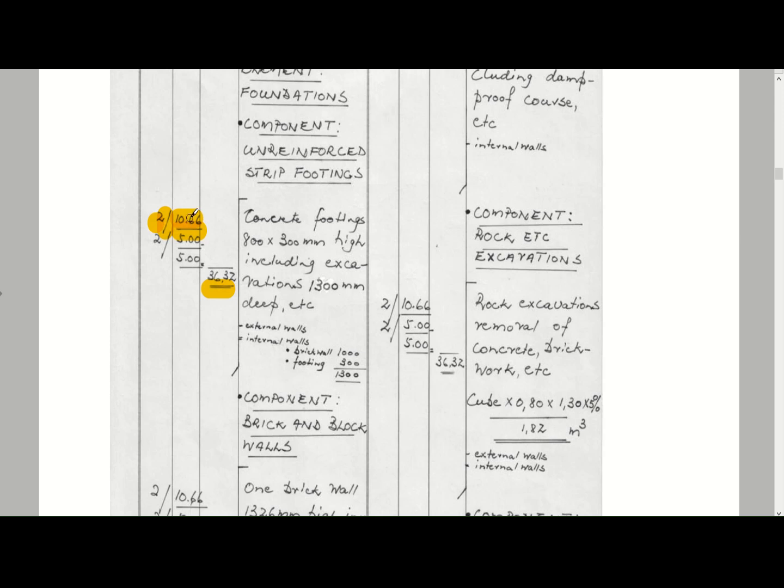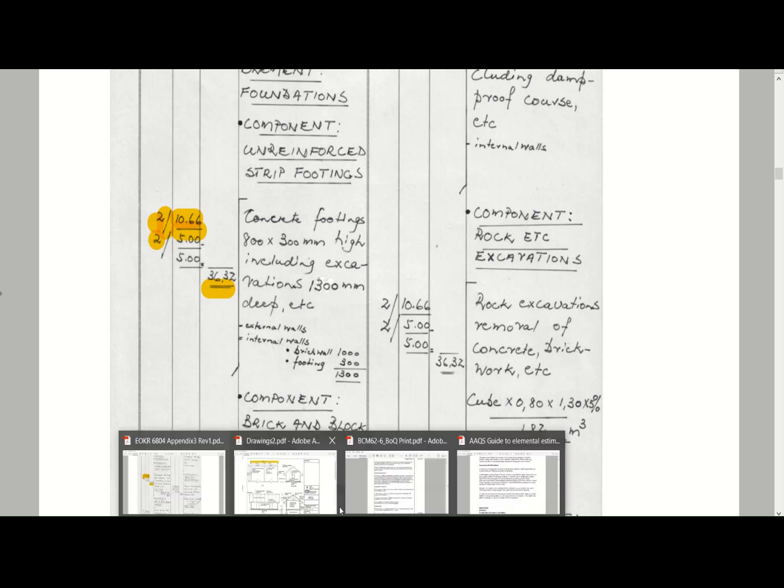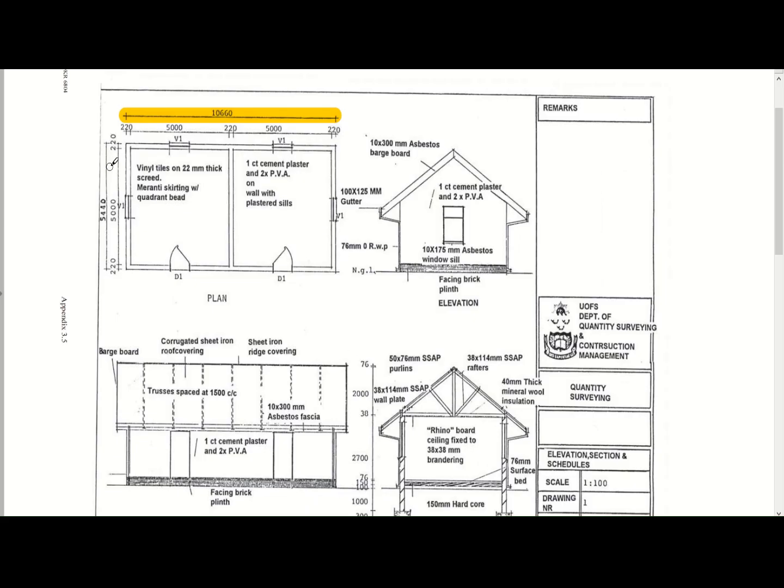Okay, but we're measuring in length, so there's no timesing with height or breadth or anything like that. So that's your first length that you've measured. And then your second measurement is 5 meters. So if we go back to the drawing, you will see we've got 5 meters that's measured there.